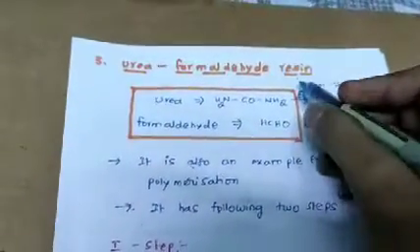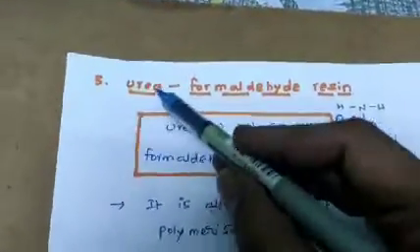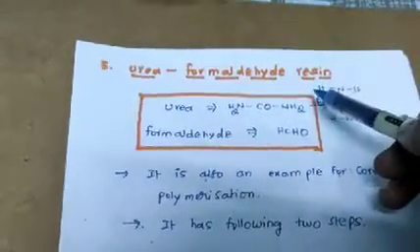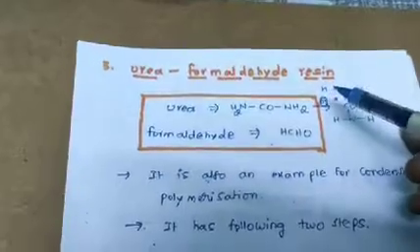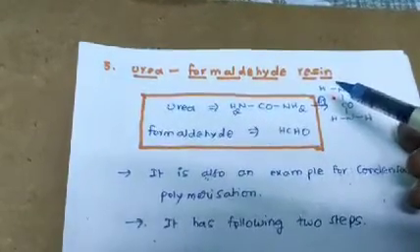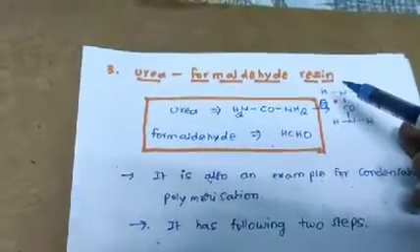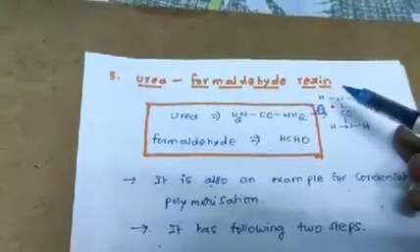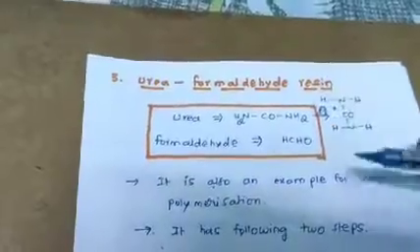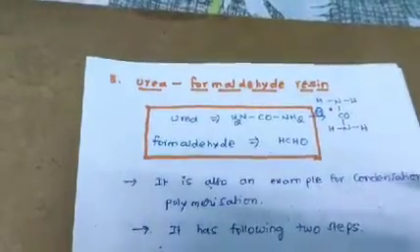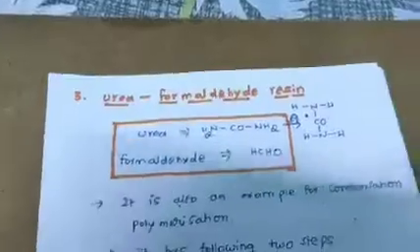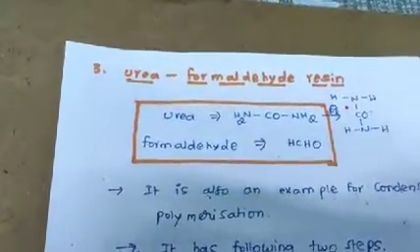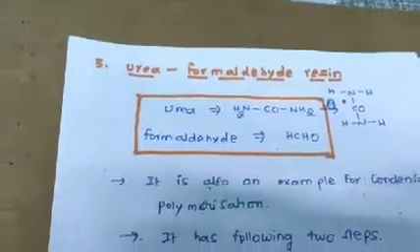Next, another named reaction we are going to discuss is urea formaldehyde resin. In this named reaction, we are discussing the mechanism, functions, properties and applications of urea formaldehyde resin. Before going to discuss this named reaction, we should know the molecular formula of urea and the molecular formula of formaldehyde.